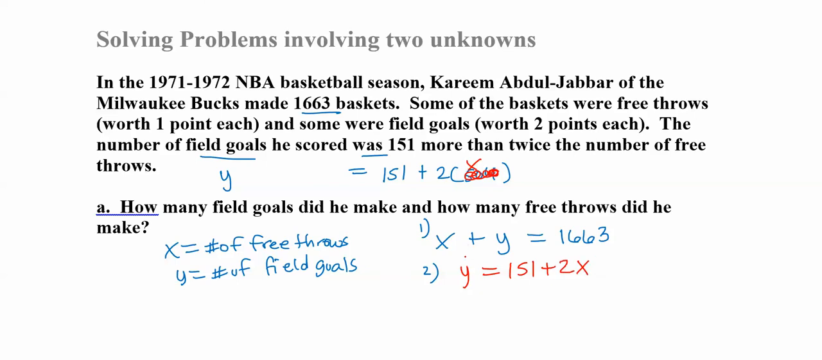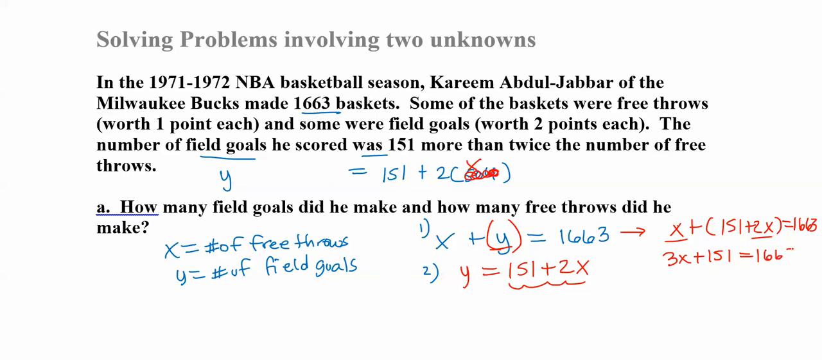Okay. Now in this one I know y equals, notice how I have the letter y alone, so I can substitute for y in the first equation. I'm going to put parentheses around that, and I'm going to put the 151 plus 2x up there. So that gives me x plus 151 plus 2x equals 1663. If I add like terms, I have 3x plus 151 equals 1663.